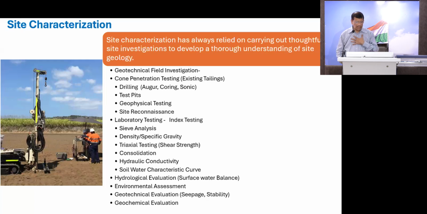So in the site characterization, we look into the regular geotechnical field investigation like in the beginning. In the beginning it is the same as any dam you are constructing. You go to the site, look at the geology, look at the soil type, look at the rock type and do all kinds of analysis. So you collect coring or drilling samples and the sonic method.